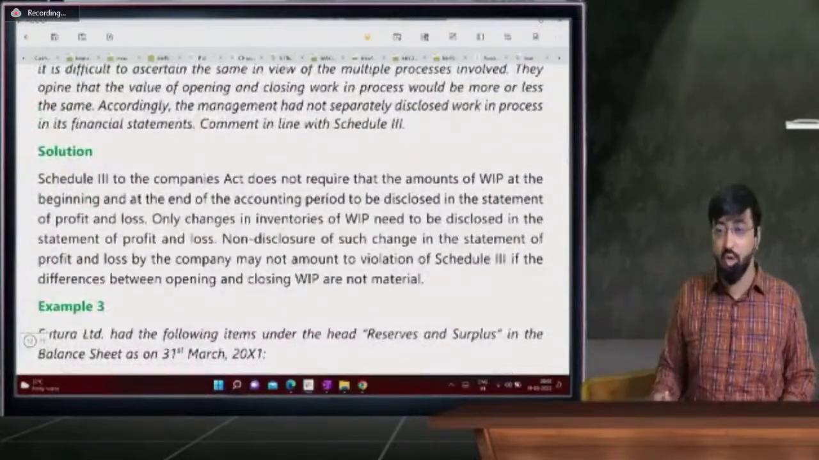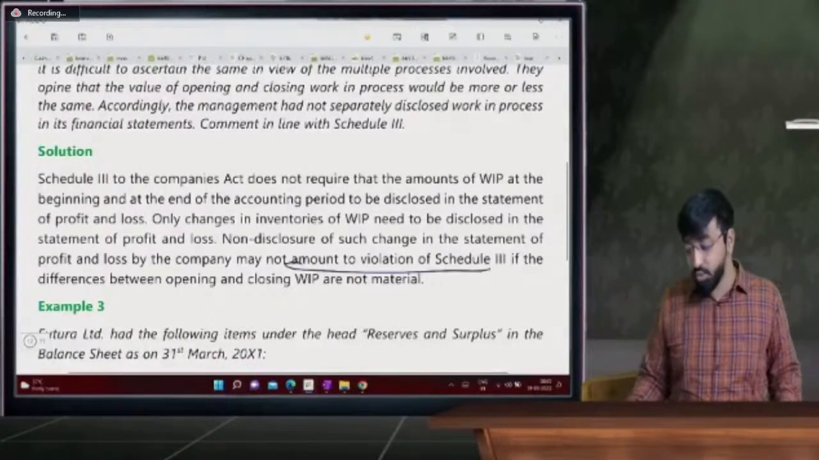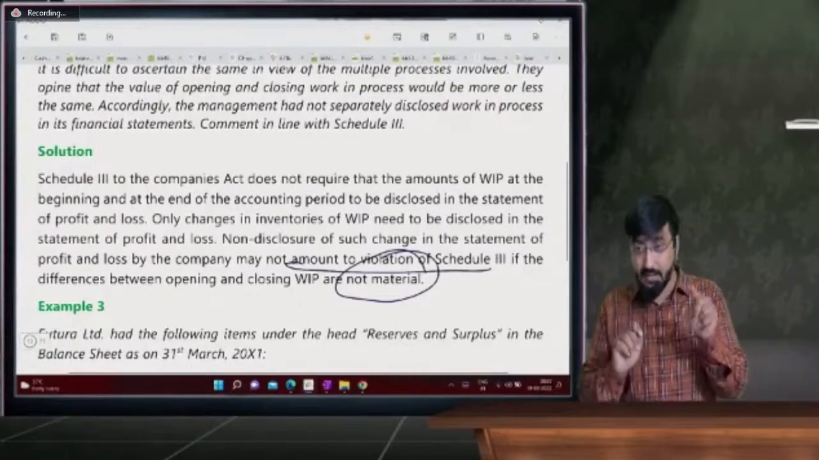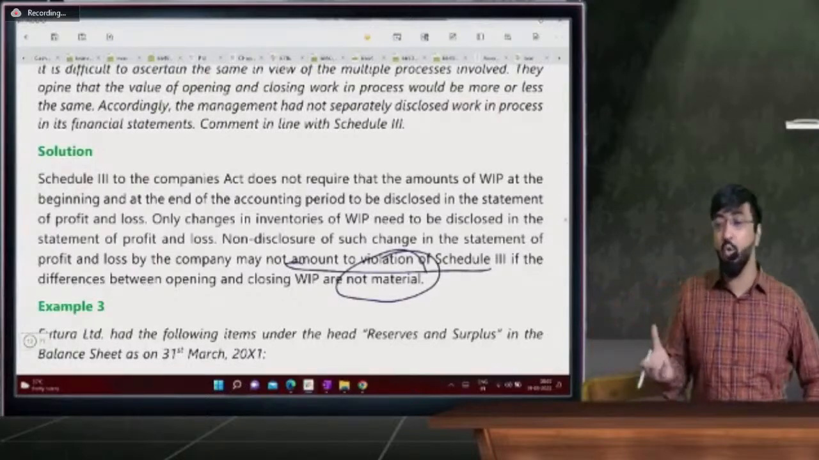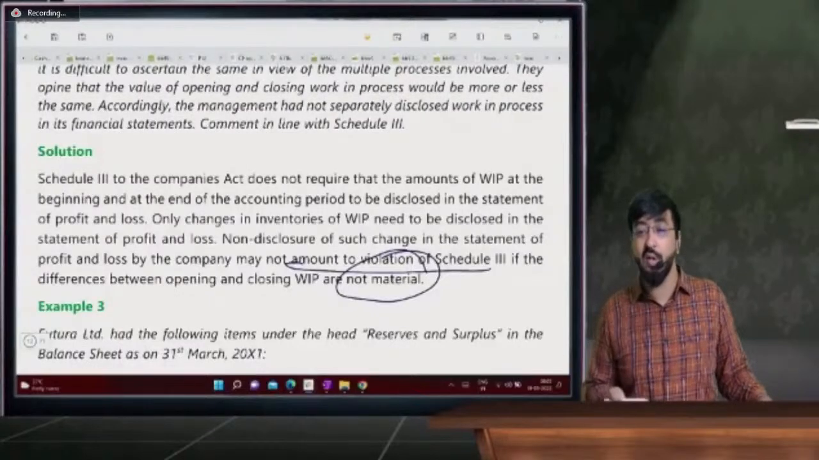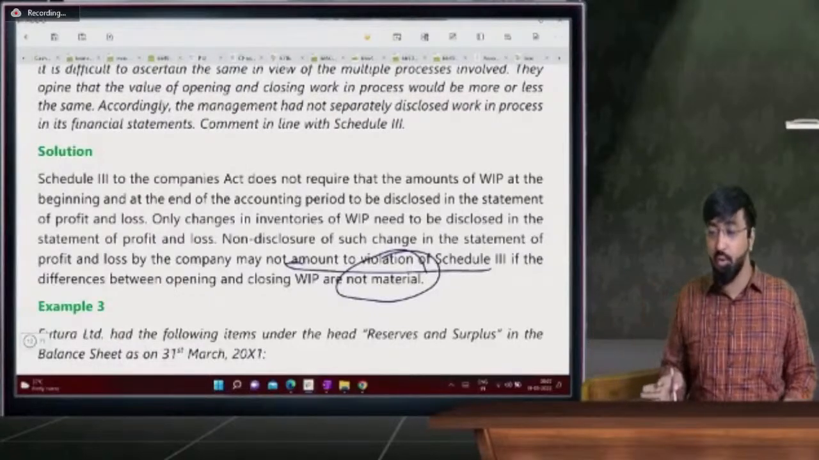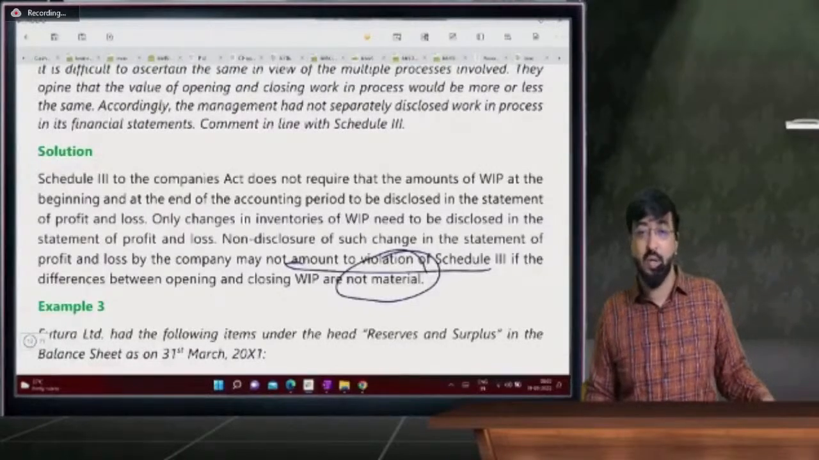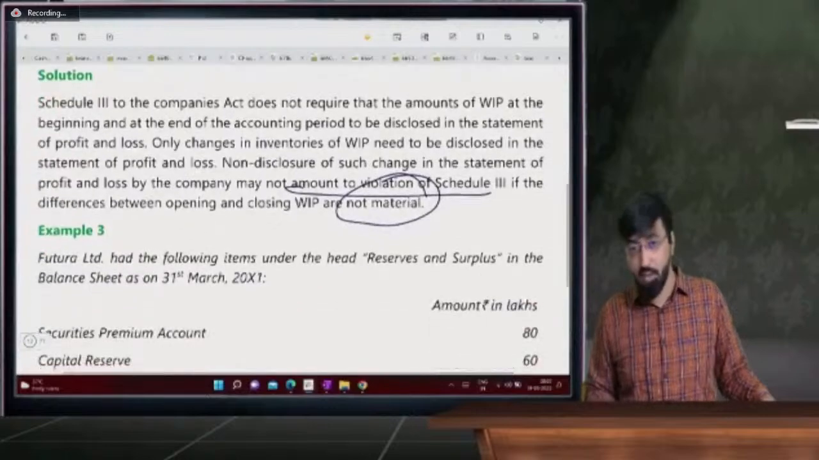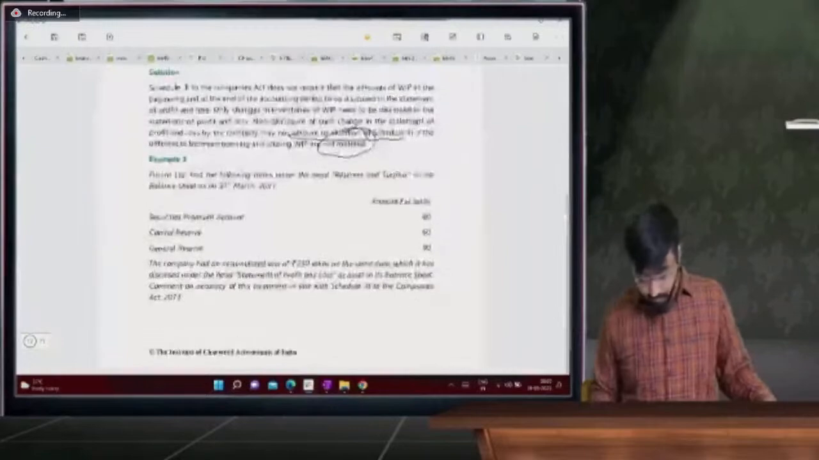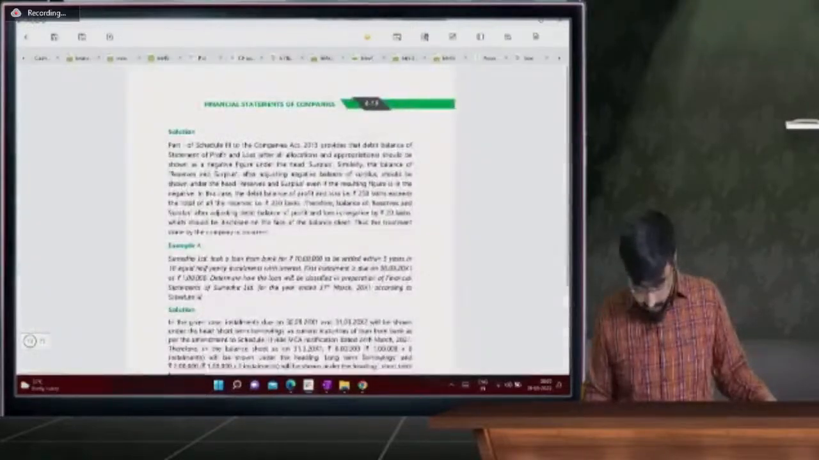So non-disclosure of such a statement in the profit and loss account may not amount to violation. So many students think, no sir, why? Because it is not material. That difference is hardly 100 or 200 rupees, and you are running a business of crores. So if you don't disclose 100 or 200 rupees, it's also okay. So this non-disclosure, if it is not material, then it is not important. Okay. So the important question, make a summary of these questions, beta. Next one.